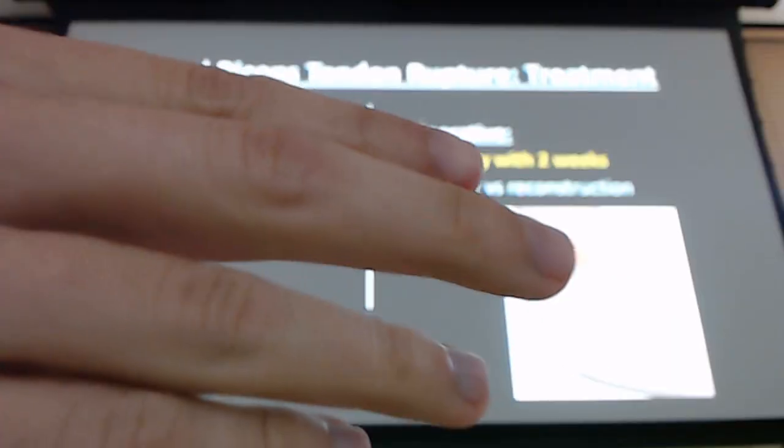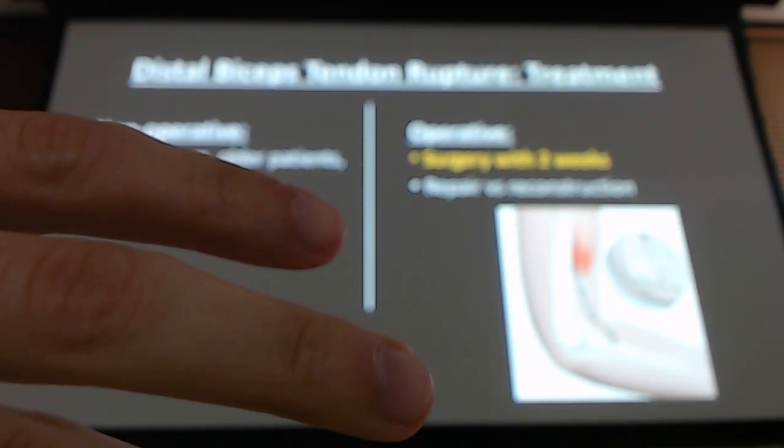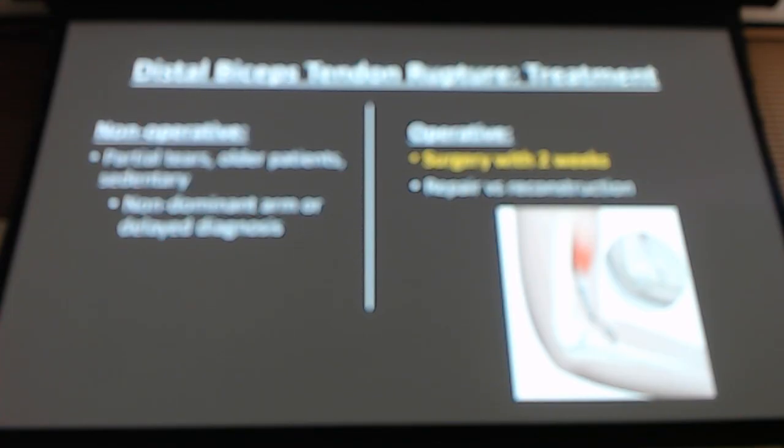Okay, because remember we talked about how fast it starts to heal. So you're going to be chasing tendon. Which way does the tendon want to retract? Proximally. Good. So surgery within 2 weeks is optimal. Okay, it favors the best prognosis. Repair versus reconstruction, we talked about that.